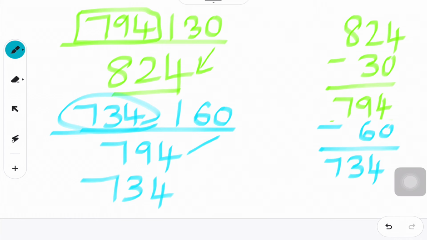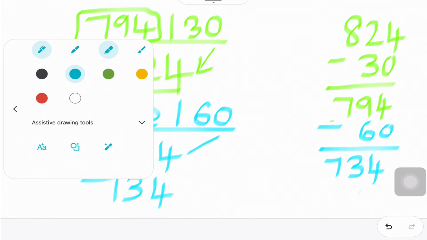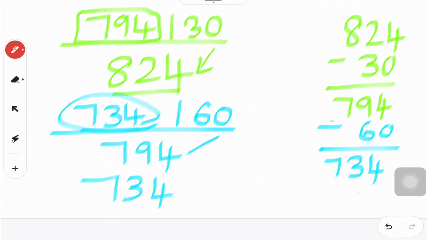Is it clear? So always try to check your answer. Make a habit of checking your answers, to make sure that it's right. So just from this 734, if you add 60 to this 734, I will just show you. Okay, you got the answer 734, right? To this 734, if you add 60 more, then you get 794. This is what Bob had.